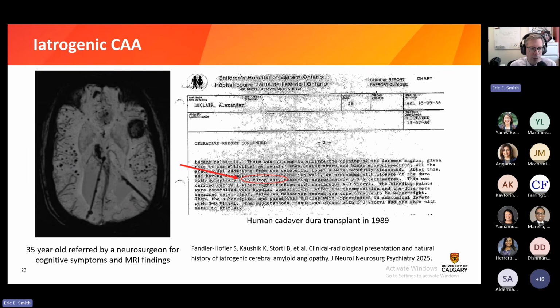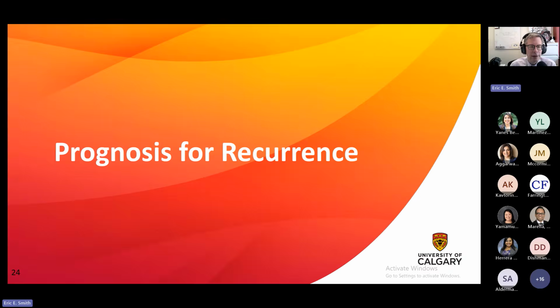And I made the diagnosis by tracking down an operative report from many years ago that had shown that he had a cadaveric dural transplant in 1989. And so that cinched the diagnosis. You can also confirm this with amyloid imaging or plasma testing that demonstrates amyloid is present in the brain, which we would not expect in a 35-year-old, of course.